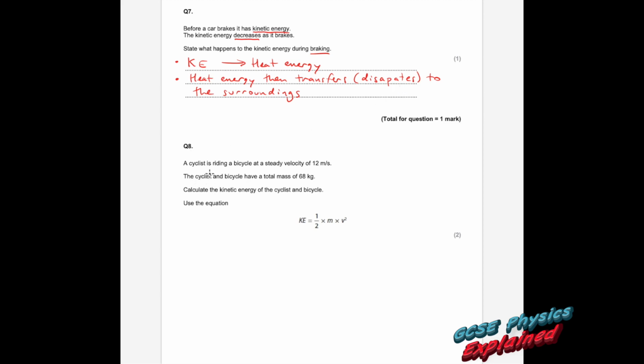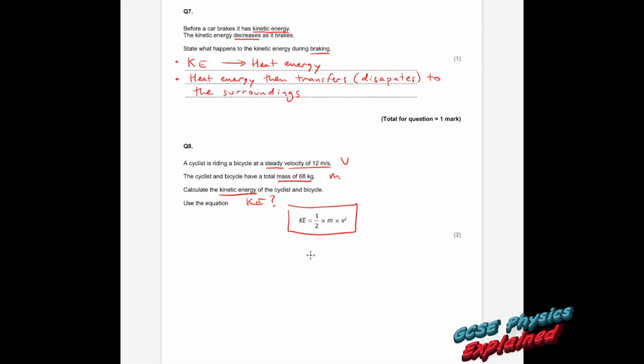Number 8. A cyclist is riding a bicycle at a steady velocity of 12 metres a second. The cyclist and bicycle have a total mass of 68 kilograms. Calculate the kinetic energy of the cyclist and the bicycle. Use the equation, right? Sometimes it doesn't give you the equation, but this time it has. But I would always be writing down what you know when you know it. So we know the velocity, we know the mass, we're looking for the kinetic energy. So even if it didn't give us that, we can identify what we've got to work with and what we are trying to work out.